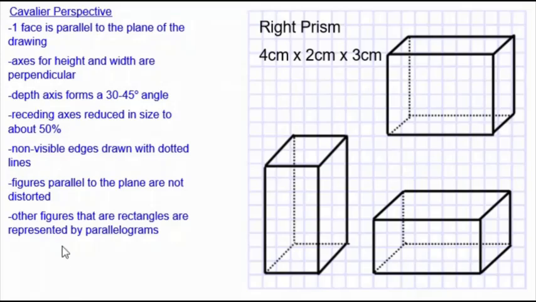Today's Daily Dose of Math is about drawing a three-dimensional object using Cavalier perspective. This is the third video in this series. At the end of the second video, we had produced this drawing, which is three different views of the same right prism, 4 by 2 by 3 centimeters.